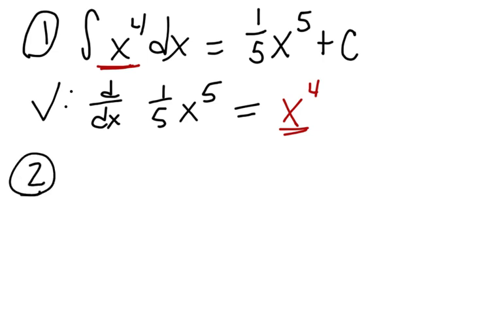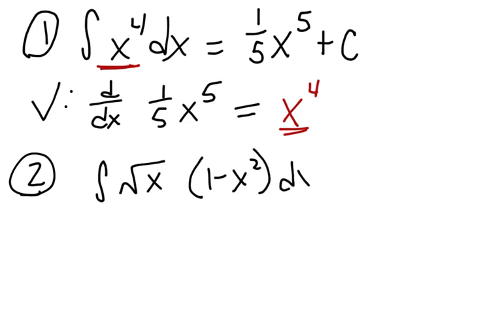Let's look at number 2. The integral of the square root of x times 1 minus x squared dx. Now, we're not going to be messing with any product rules or quotient rules or chain rules for integration. There are ways to handle situations like that, but it's a little bit more complicated than it was with derivatives, and we won't be messing with that for quite some time.